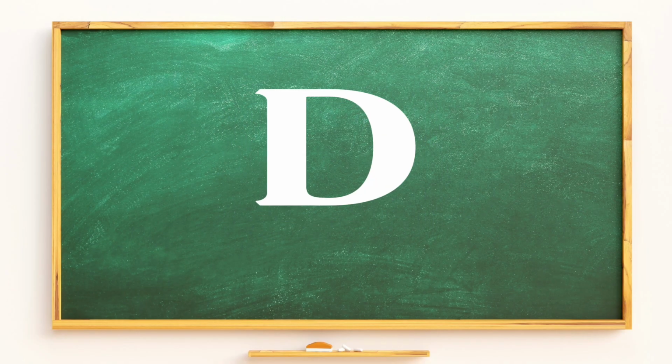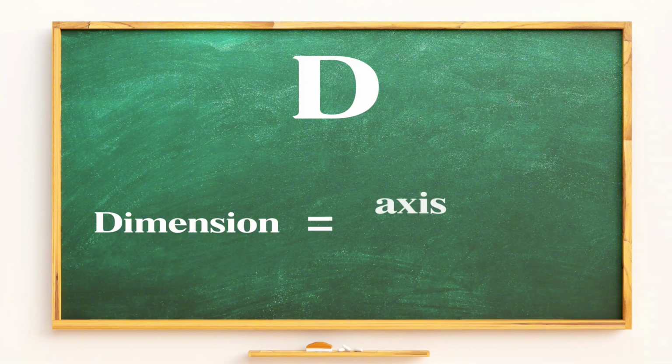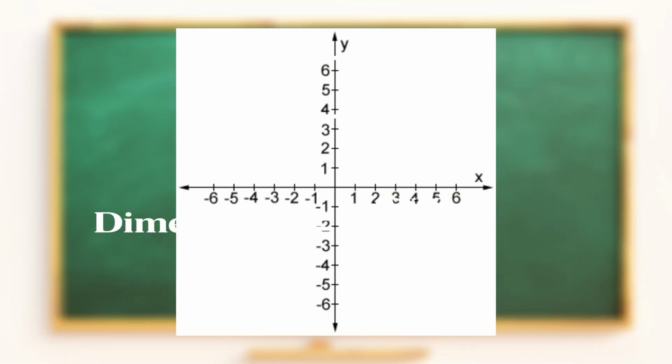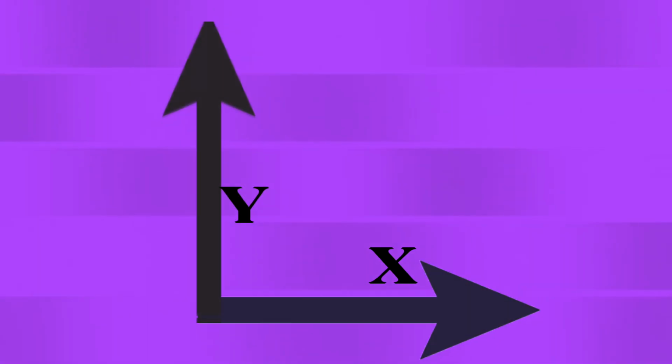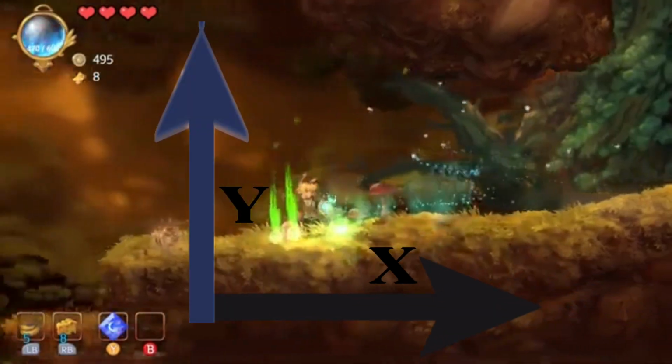Let's go. The letter D stands for the word dimension, which means an axis or a direction of measurement. These are the exact same ones they teach you in school, the x-axis and the y-axis, where each one represents a single dimension. The x-axis represents width and the y-axis represents length. Video games use dimensions to represent objects, ranging all the way from 1D to 3D.